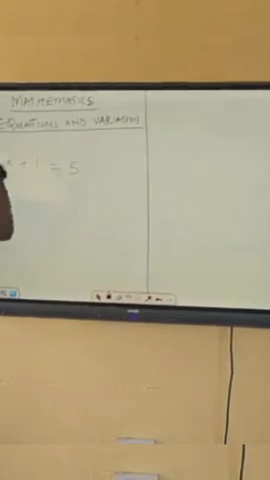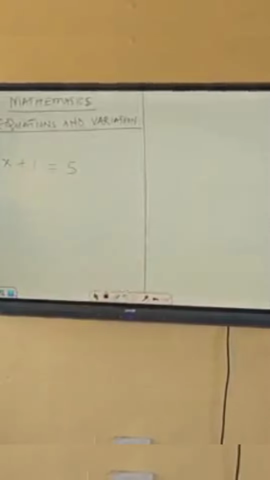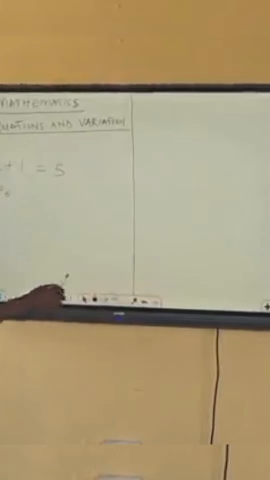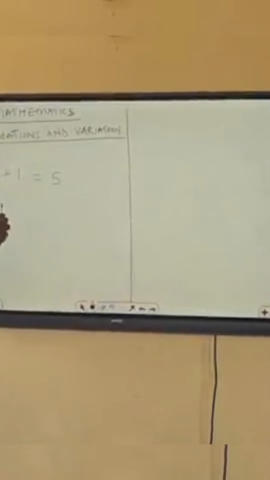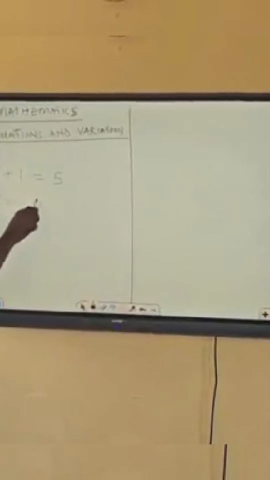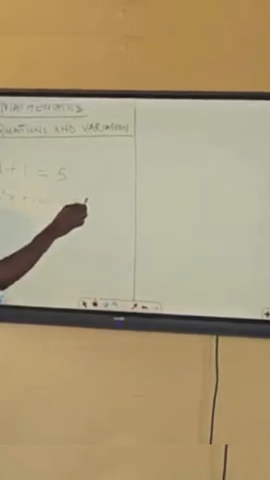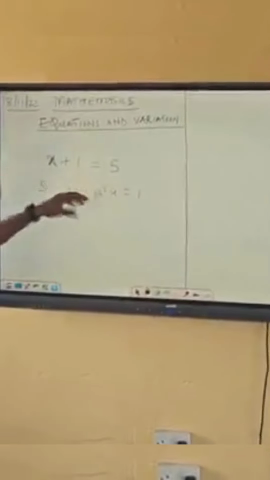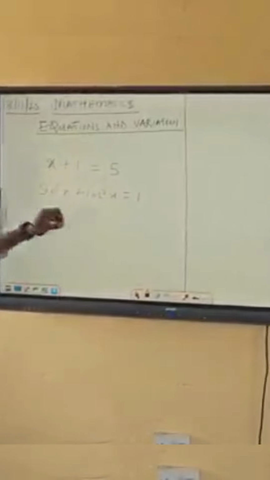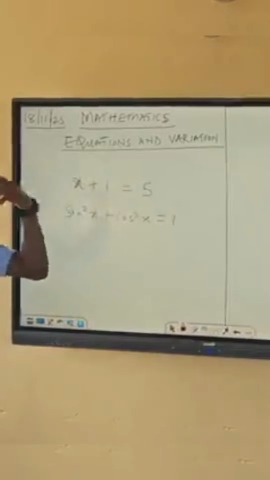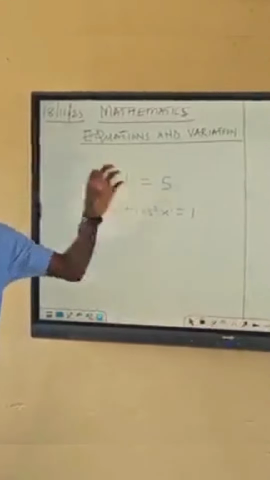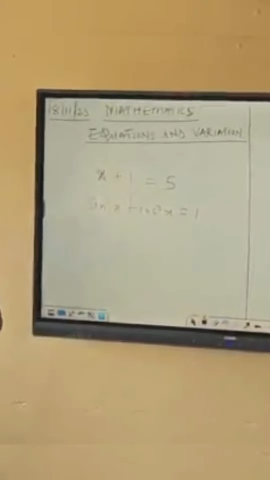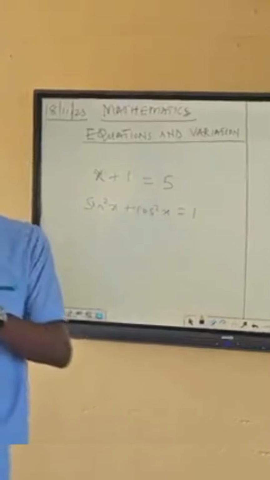Identity has a lot of solutions. For instance, if I have sine squared theta, let me make it x: sine squared x plus cos squared x. This is a simple trigonometric identity. In this case, the value of x can be more than one. You can have 1, you can have 90, you can have 0, and you call it identity. So I believe you can differentiate between an equation and identity, right?